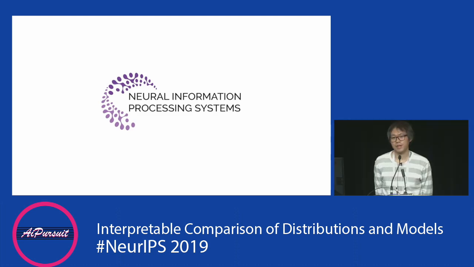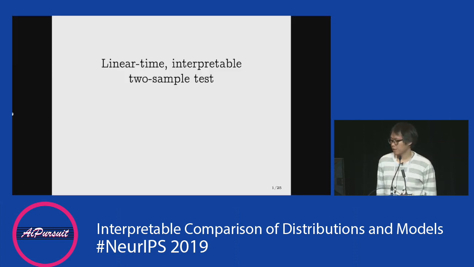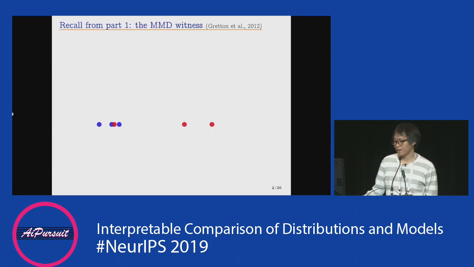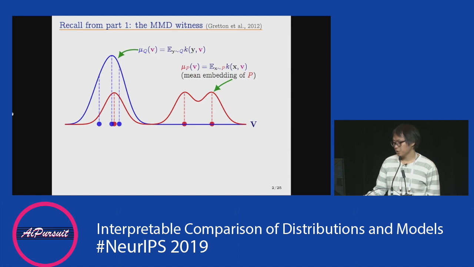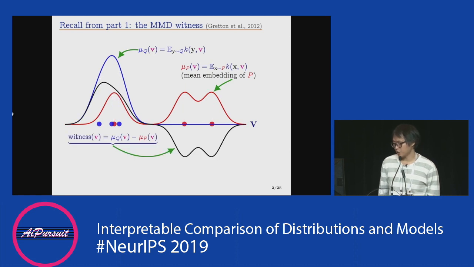So far you have seen many interpretable approaches for distribution comparison, and I would like to continue from where Dougal left off, and introduce you to another linear time two-sample test that is also interpretable. To introduce this idea, let's recall the MMD witness function from part 1 that Arthur introduced to you. So again, you have seen this before. This is the witness function in black. And also recall that the MMD is just the norm of this witness function.